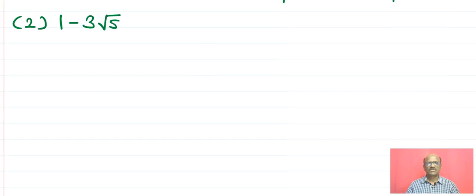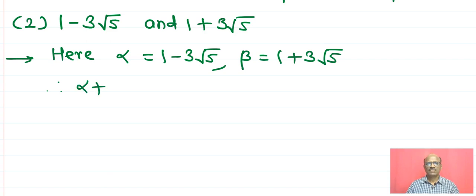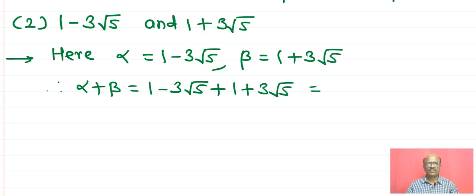Second, 1 minus 3 root 5 and 1 plus 3 root 5. Here, alpha is equals to 1 minus 3 root 5 and beta is equals to 1 plus 3 root 5. Now, alpha plus beta is equals to 1 minus 3 root 5 plus 1 plus 3 root 5. Now, minus 3 root 5 and plus 3 root 5 get cancelled. 1 plus 1 is 2.